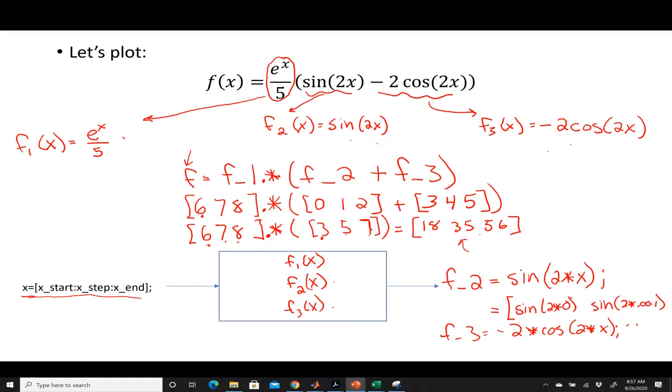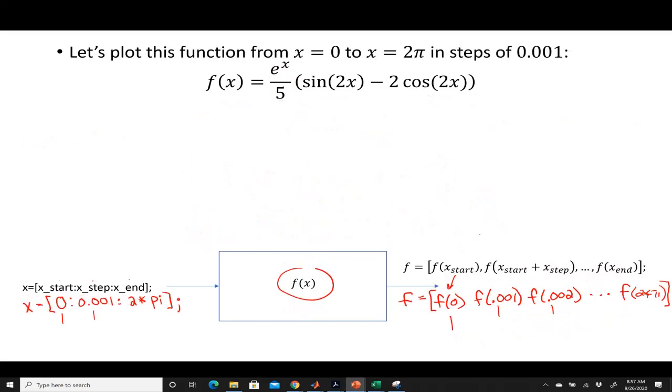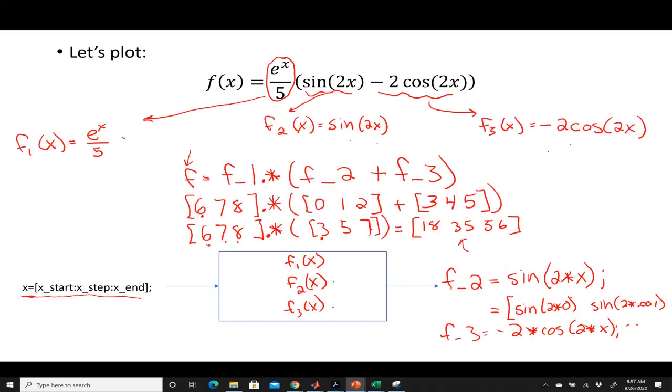Because I evaluated the function. We said this at the very beginning. I evaluate the function at the points in x, so I should get out something that is exactly the same size as x.